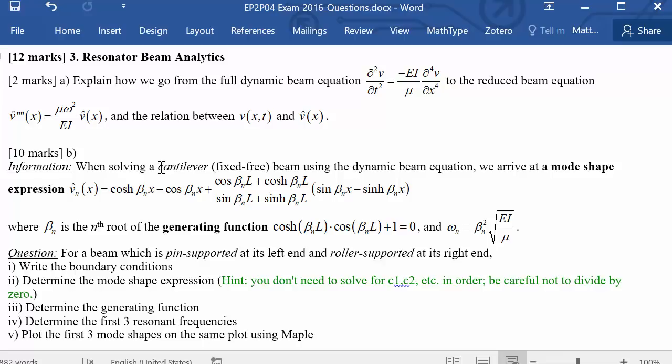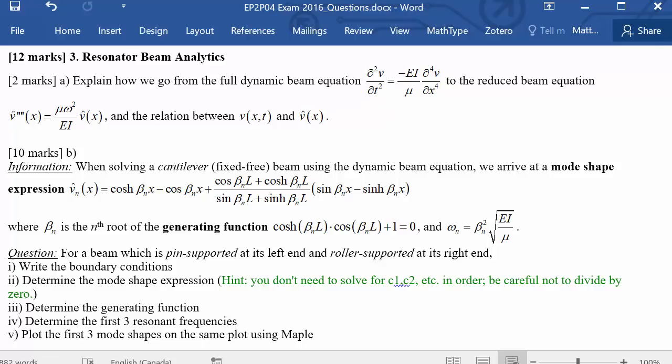So this year there's going to be nothing on the exam that hasn't been covered in the tests along the way. Okay, so resonator beam analytics. The first question is, explain how we go from the full dynamic beam equation to the reduced beam equation and the relationship between V and V hat. So how the V that's solved for in here is related to this V hat at X.